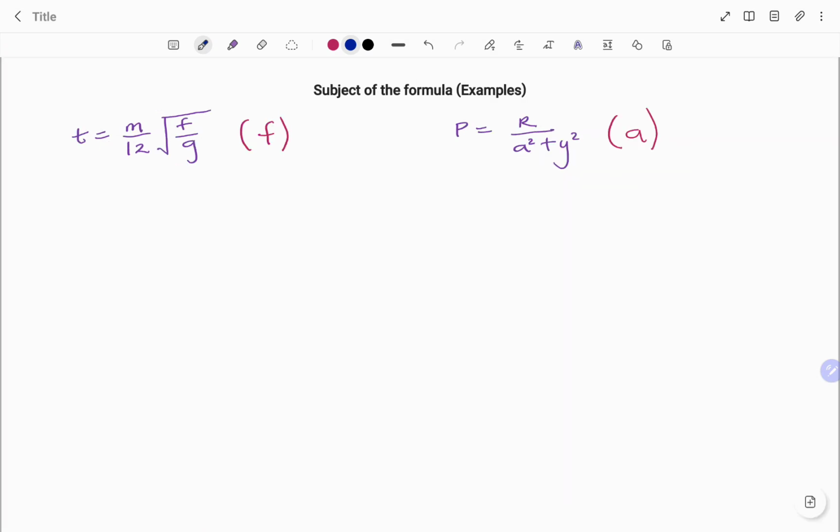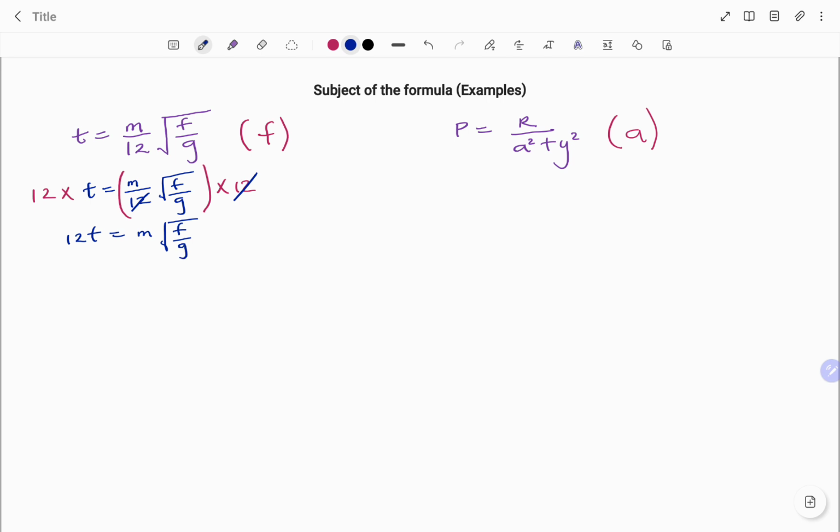In my next example, I have t equals m over 12 square root of f over g. I'm going to make f the subject of formula. The first step, I'm going to multiply both sides by 12. So I have this times 12, and I have this times 12. I have 12t on my left hand side equals, the 12 cancels, I have m root f over g.